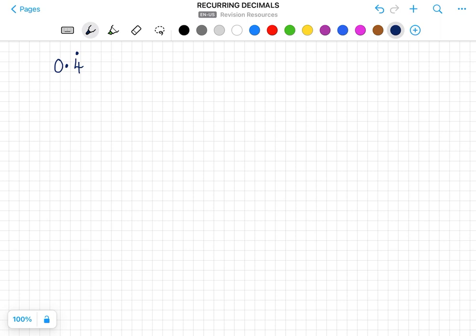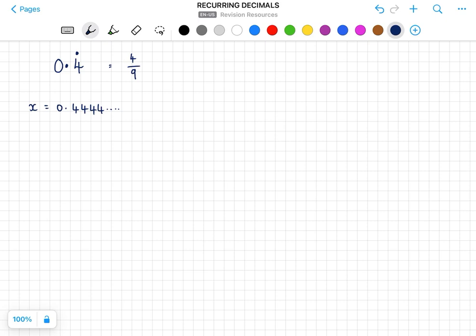Now, the wording of these types of questions may differ. You may be asked to prove algebraically that our 0.4 recurring is equal to 4 over 9 as a fraction, or you may be asked to write 0.4 recurring as a fraction, but essentially the method is the same. We're going to say x is equal to our recurring decimal. Now this means 0.4 recurring is 0.444, and those 4s are ongoing.